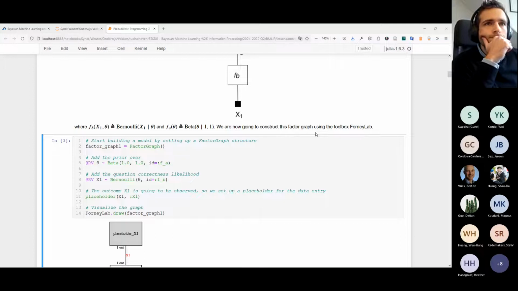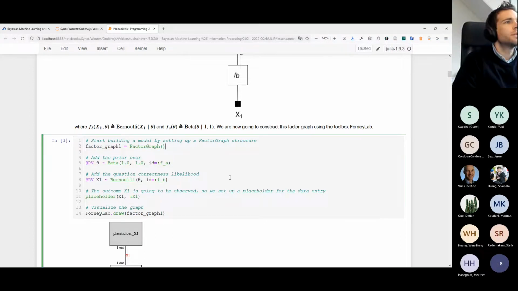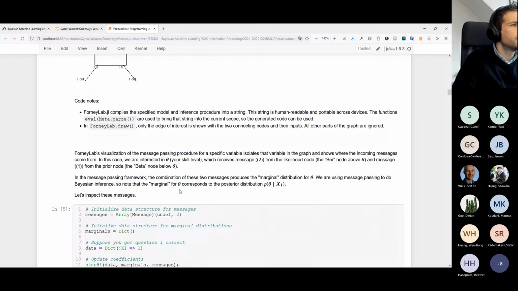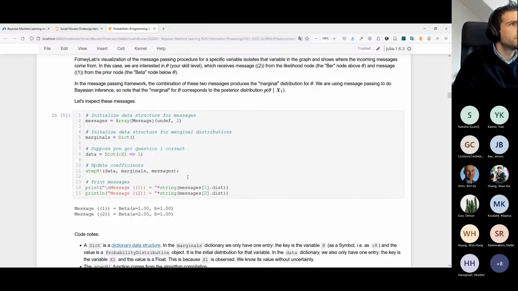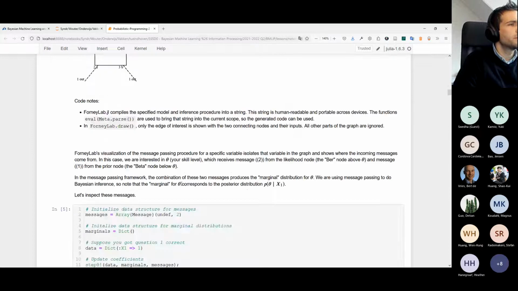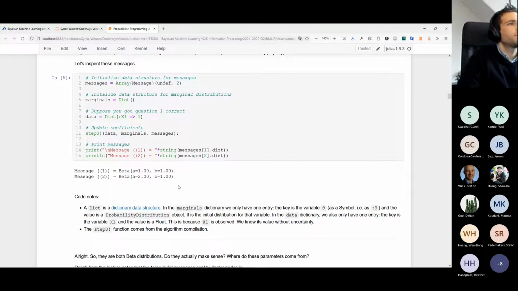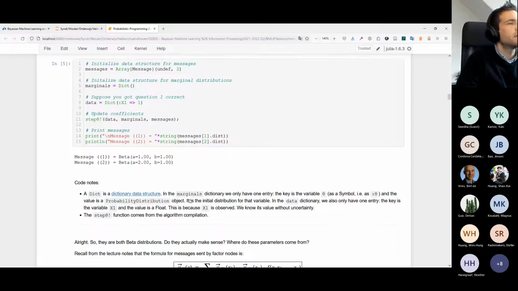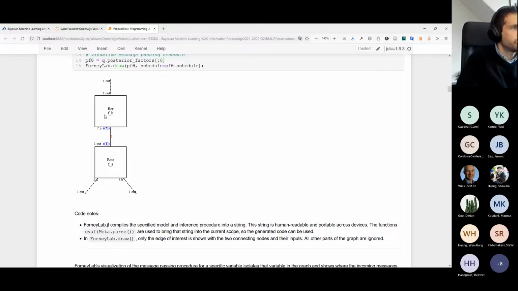Yes, so if you can go to the message passing part of the code. Yes, I guess this part? Yeah, from the part where it actually shows the messages in the diagram. This part, yeah. So I just had a question here, which was, we defined the factor graph in the previous code, which says factor graph 1 equal to a factor graph, and then we draw the factor graph. And then in this part of the code, where do we actually specify which factor graph we need the message passing to be done on?